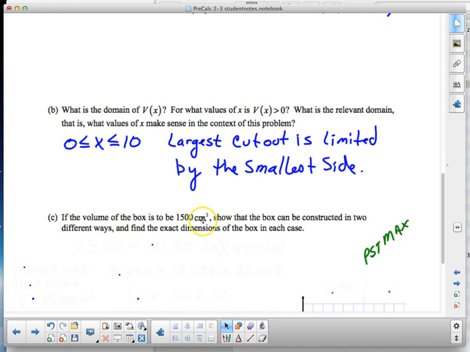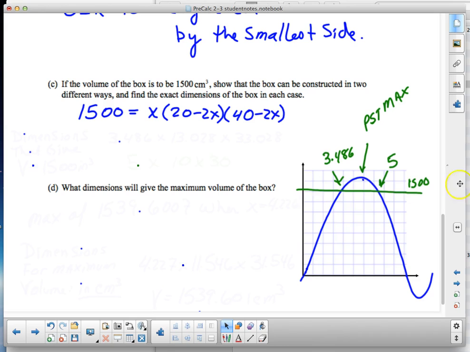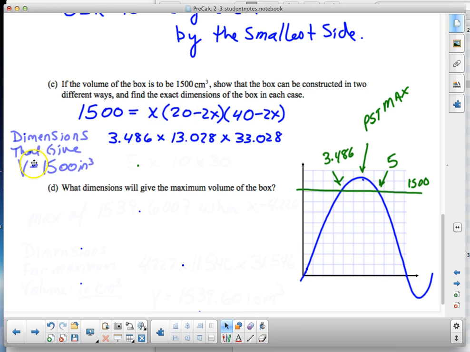If the volume of the box is to be 1,500 centimeters cubed, exactly, I can set these equal, and again put it into your calculator, and this is 1,500. This is your function as it comes through. Dimensions that give v equals 1,500 are right here as I step through. I was able to find 3.486 as my x, and I put 3.486 here and subtracted it from 20, and put 3.486 here and subtracted it from 40.